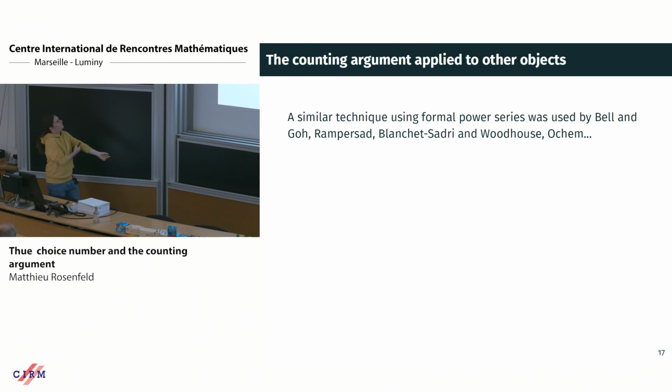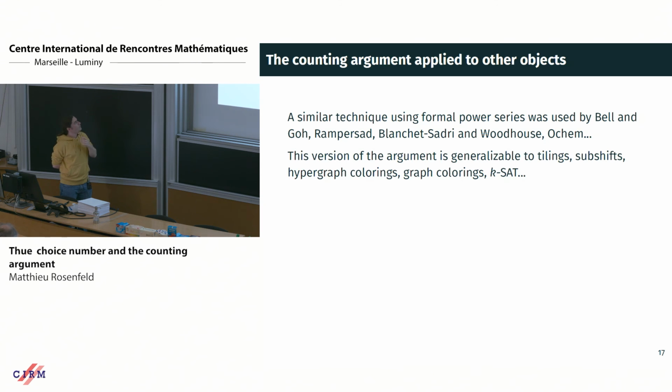Okay, let me conclude. So this counting argument, a similar technique was already used by other people, and it was called the power series method. It was used by Bell and Goh, Rampersad, Blanchet-Sadri, and Woodhouse. But as the name suggests, there was some power series in it, which didn't help. Actually removing it made the proof simpler and also allowed me to generalize it to other objects. So I've been using this proof for graph coloring, hypergraph coloring, k-SAT, tiling, subshifts, and many other settings.